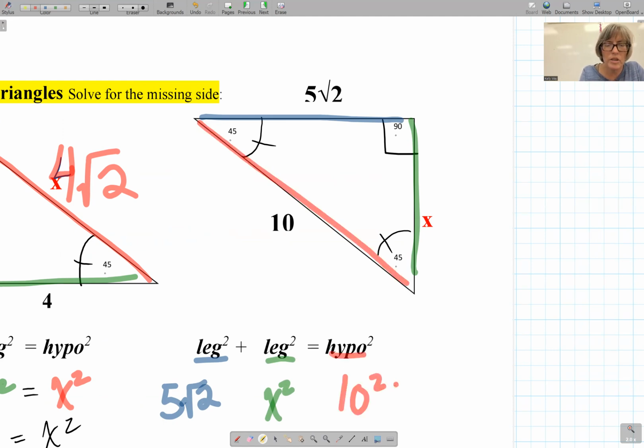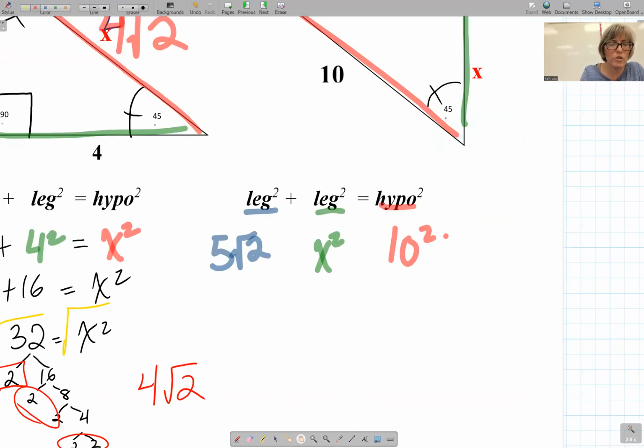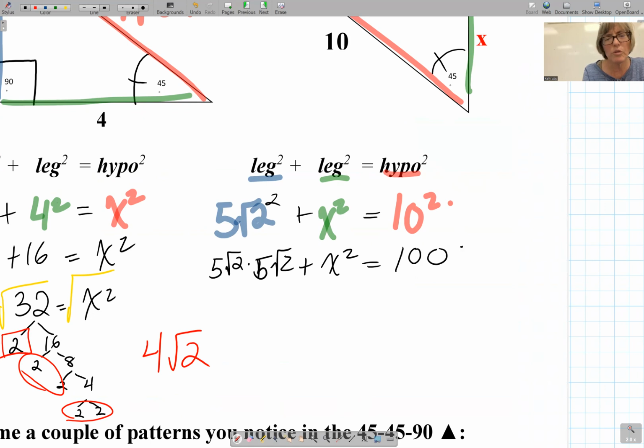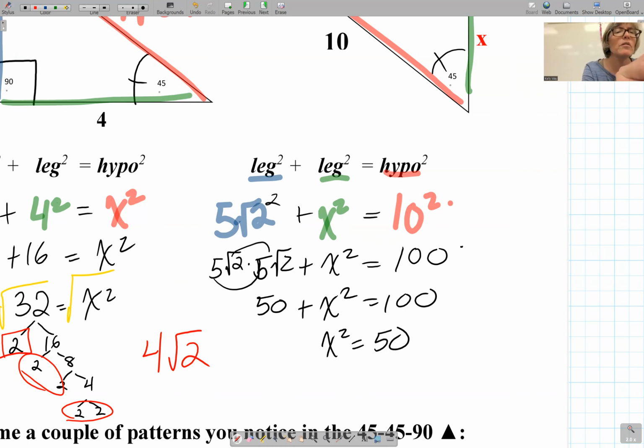Leg squared plus leg squared equals hypo squared. Let's do the math together. Oops, I forgot the square here. So this is 5 root 2 times 5 root 2, x squared equals 100. 5 times 5 is 25. Root 2 times root 2 is 2. So this is going to be 25 times 2, which is 50. Plus x squared equals 100. Minus 50 both sides. X squared equals 50.